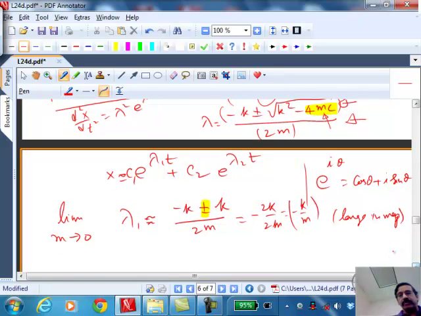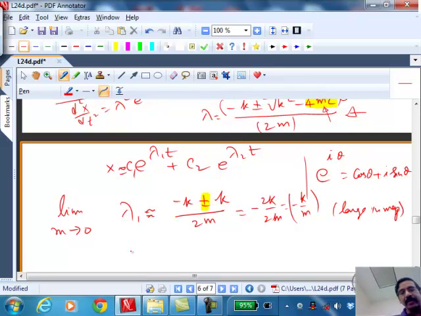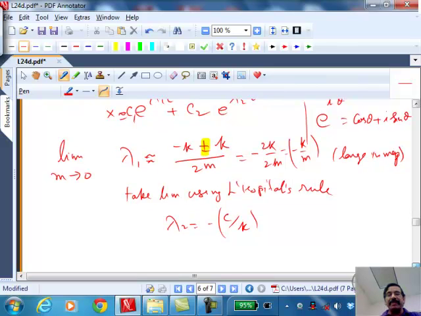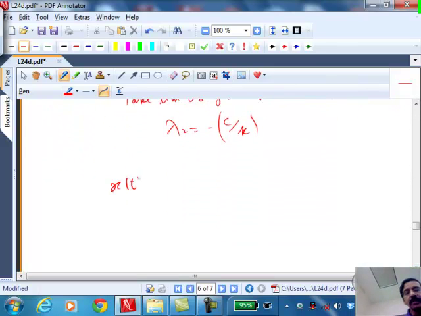Okay, and that will turn out to be, I think, minus c over k. So take the limit using L'Hopital's rule, and you will get lambda 2 as equal to minus c over k. Doesn't have m at all in it, so its magnitude is going to remain bounded, the same number as you change m. Okay, so the solution is going to be given by x of t is equal to c1 e to the power minus ct over k plus integration constant e to the power minus kt over m.